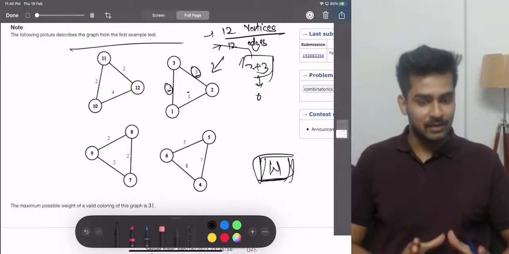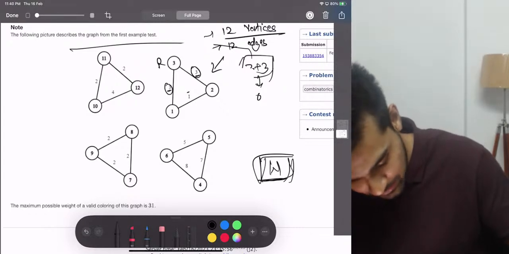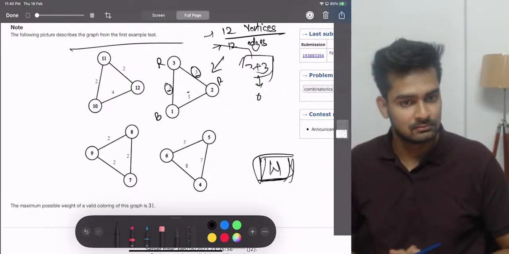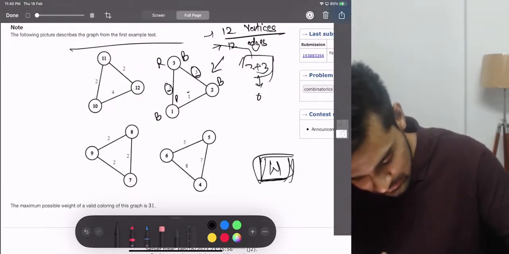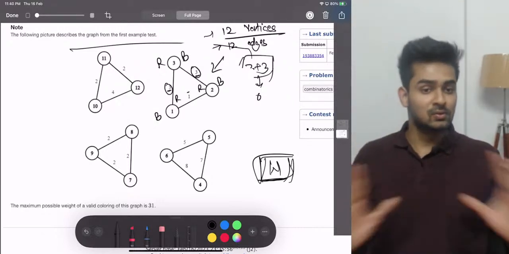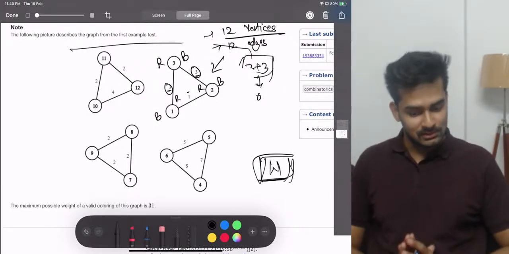What are the possible ways of taking this? Either we can say this is red and this is blue and this is blue. Or we can say this is blue, this is red and this is red. There is no other way. Right? There is no other way of doing this.